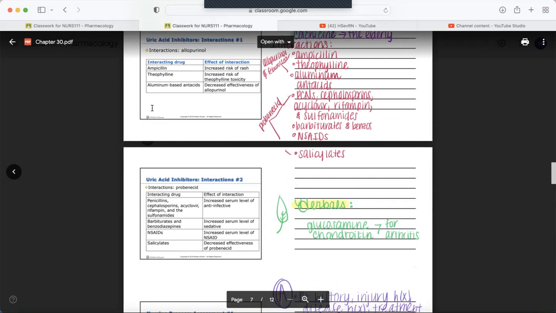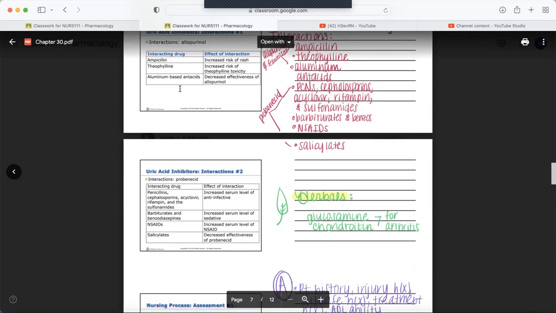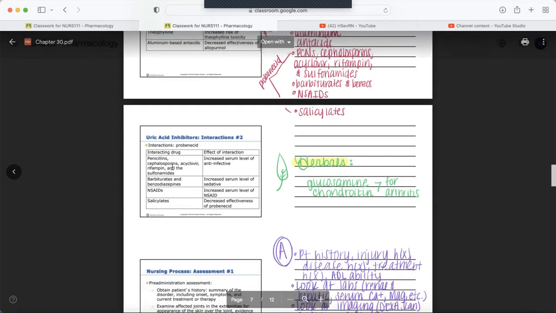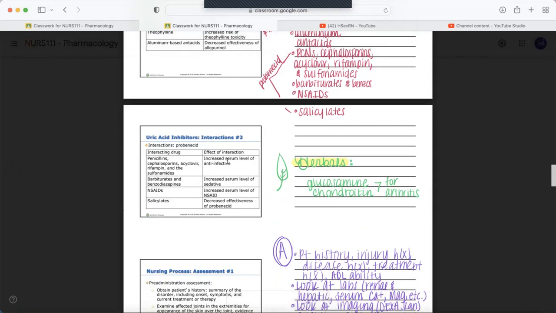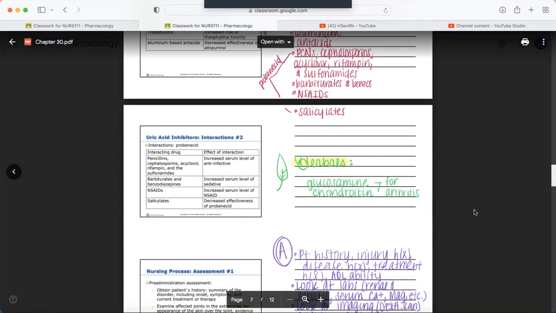So over here on the side, you can see ampicillin causes increased risk of rash, theophylline, increased risk of theophylline toxicity, antacids decrease the effectiveness of allopurinol. Your antituberculars and antibiotics can increase the serum level of the anti-infective when given with probenecid, for example. Barbiturates and benzos given with probenecid can cause increased serum level of the sedative. So the benzos work or the barbiturates work better. So just be aware of that. And then NSAIDs increase the serum level of NSAIDs, and salicylates decrease the effectiveness of probenecid.